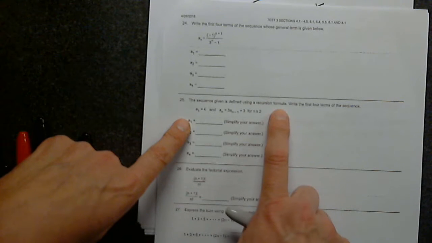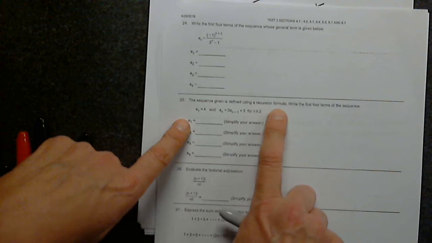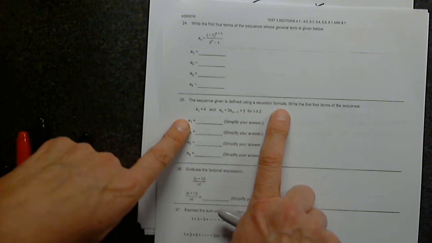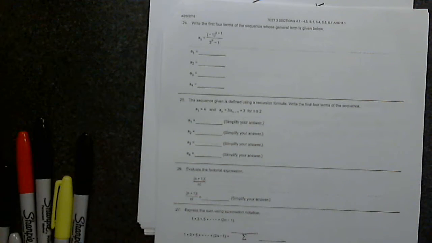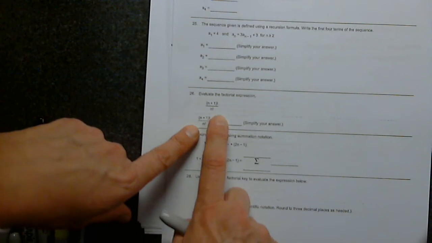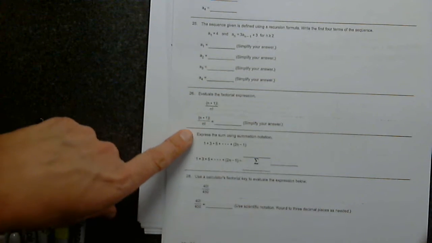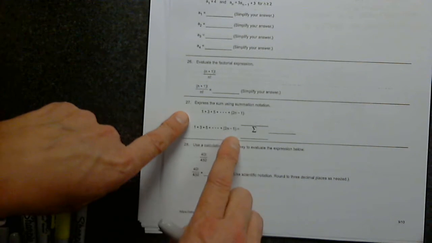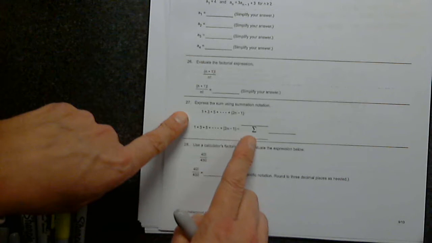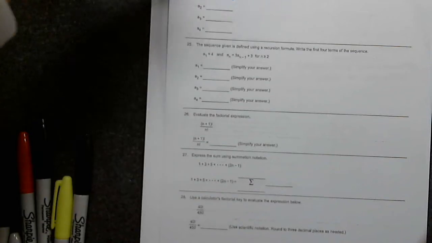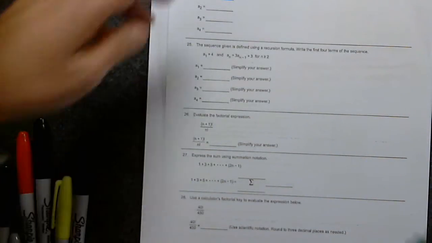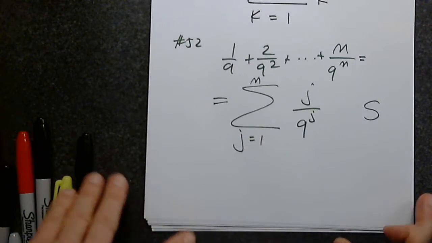And the next one says the sequence is given using a recursion or recursive formula, and write the first 4 terms of the sequence. Again, this is just a piece of cake. This one we will be able to simplify in a blink because now we understand how factorials work. This should only take a second to find the general term, the summation notation, and this one the same. So if you say, let's do this page, we will. That's fine. I'll let you choose.